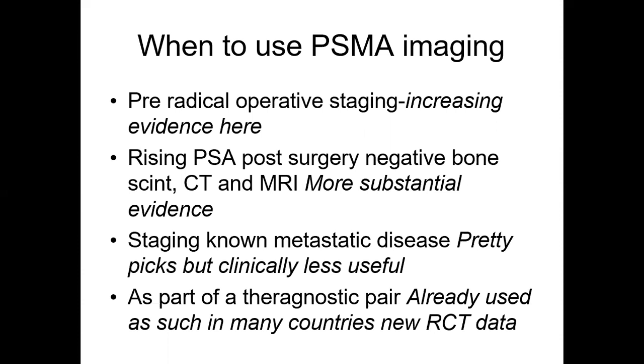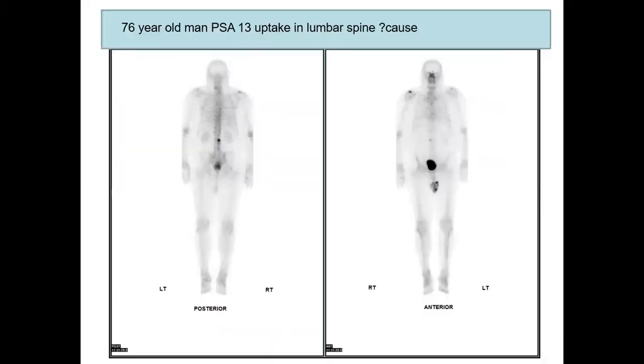Staging known metastatic disease, obviously that's where most people produce their pictures, because they like to show multiple dots of uptake. Maybe clinically less useful, though we are starting to see people being staged and restaged with PSMA, for example, when they're having chemotherapy for metastatic prostate cancer. And of course, the exciting thing that I'm going to be talking about later on this afternoon is the theragnostic pair. And there is new data from the VISION trial on this.